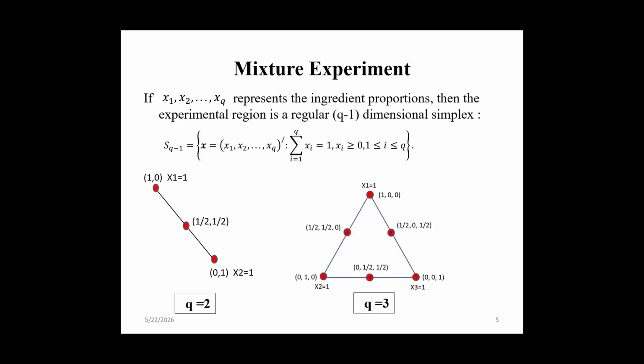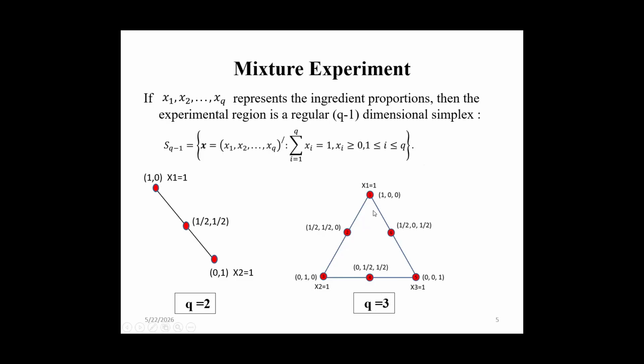Because these proportions add to one, the ingredients lie in a q minus 1 dimensional simplex, and one dimension is lost. For example, when there are two mixture components, it will be a straight line, and when there are three components, it will be a triangle structure.